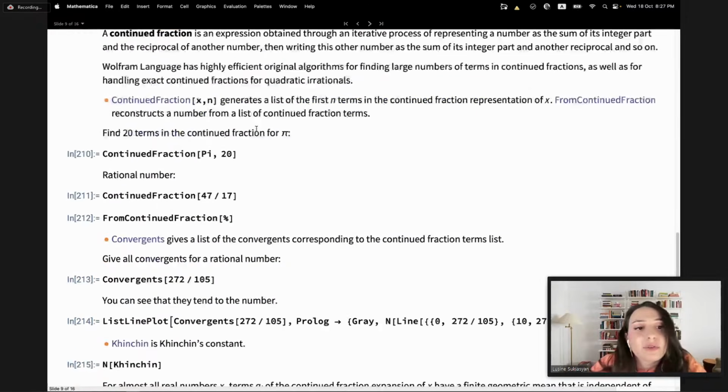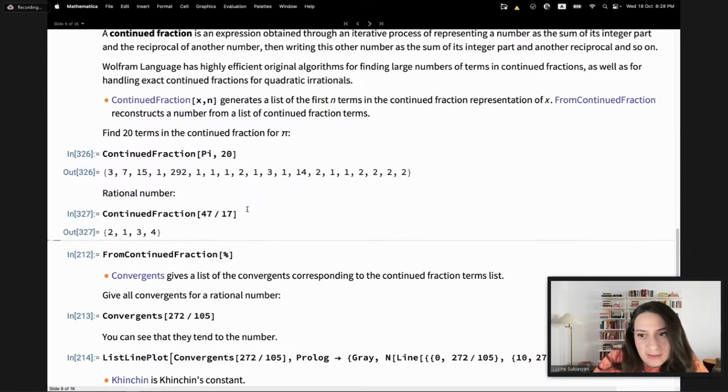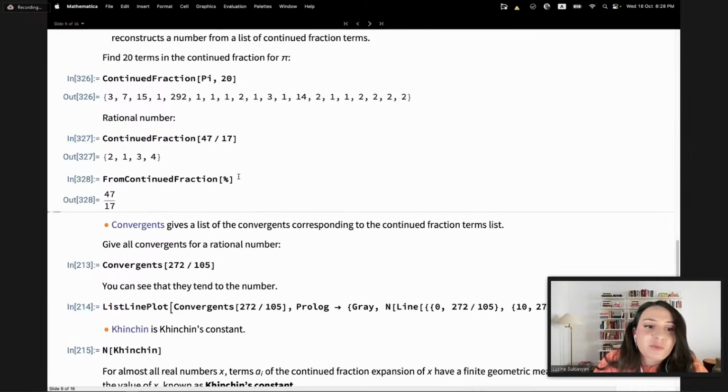So let's start with the most important function, which is ContinuedFraction. It generates a list of the first n terms in the continued fraction representation. Like we can, for example, find 20 terms in the continued fraction for pi, and this is it. Or we can find the terms in the continued fraction for a rational number, 47/17. And FromContinuedFraction actually reconstructs a number from a list of continued fraction terms. For example, we just found these terms, and using these terms, the function FromContinuedFraction just recovers the number.